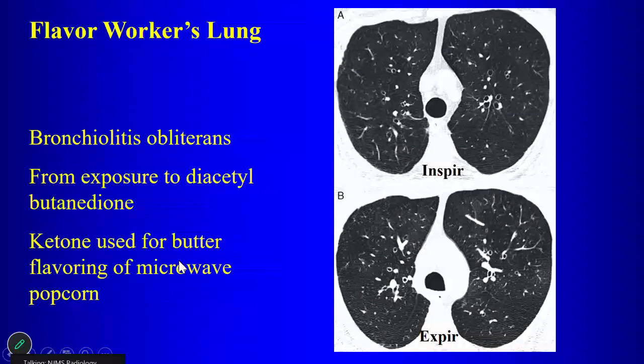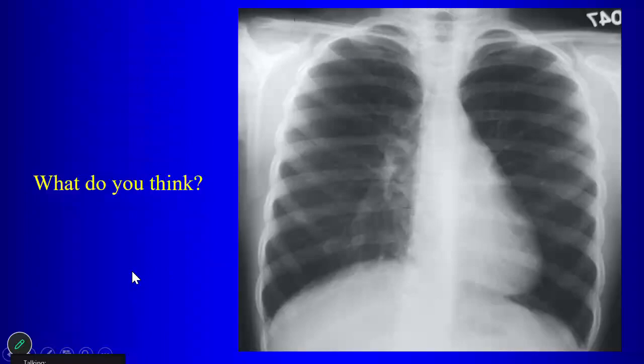Some other rarer causes of bronchiolitis obliterans, this is called flavor worker's lung. So this is bronchiolitis obliterans from exposure to diacetyl butadiol. I don't know if I pronounced that right, but it's a ketone used for butter flavoring of microwave popcorn. So there were instances of people working in these factories who were developing this mysterious lung disease, and this is what it turned out to be, called flavor worker's lung, bronchiolitis obliterans from exposure to that.